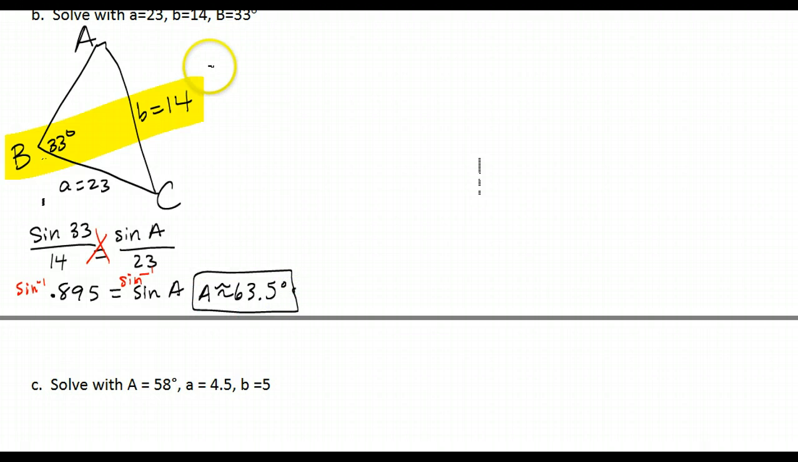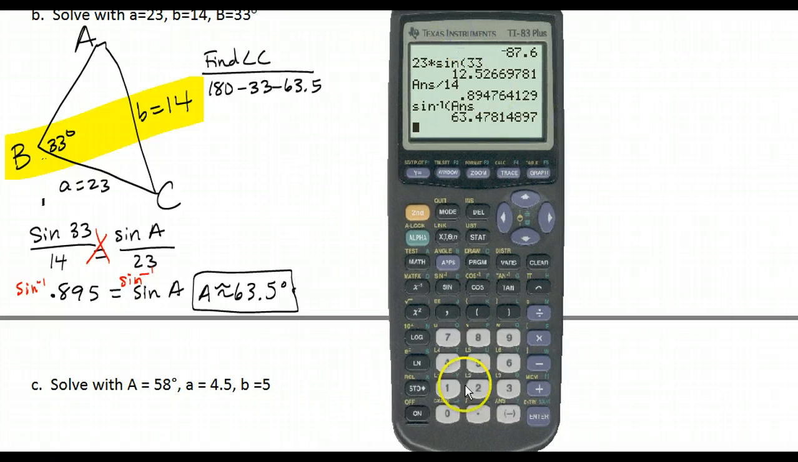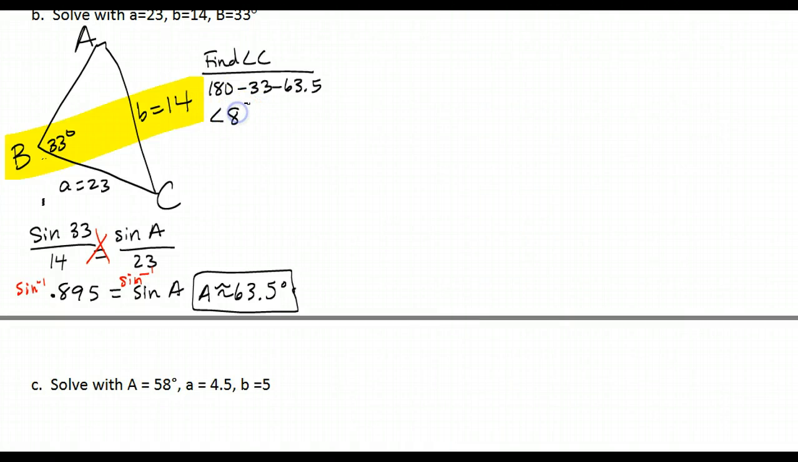So let's find my third angle. I'm going to find angle C by doing 180 subtract my angles that I know, because the 3 angles in a triangle add to 180. 180 subtract 33, subtract 63.5 is 83.5. Whoa. So angle C equals 83.5 degrees approximately.